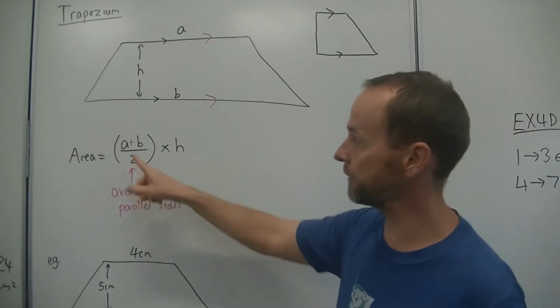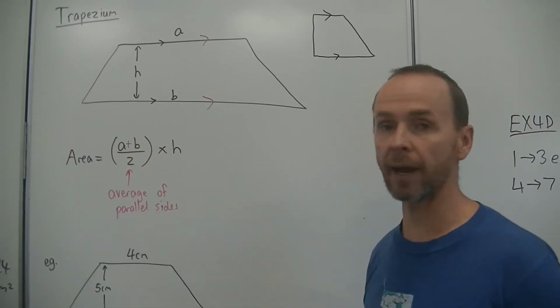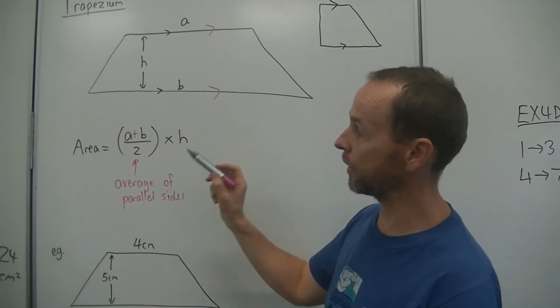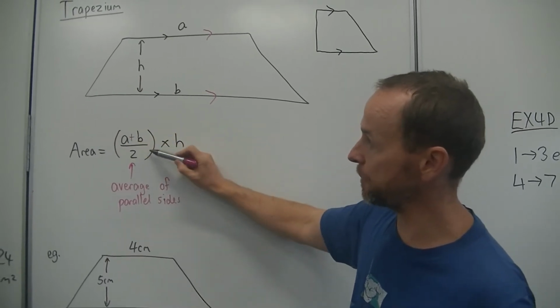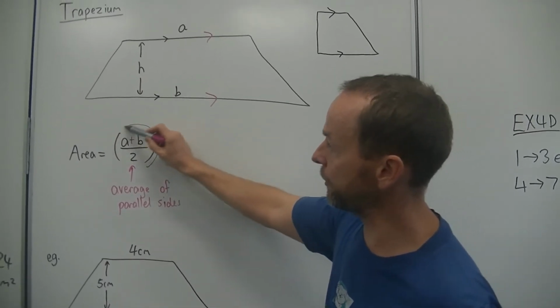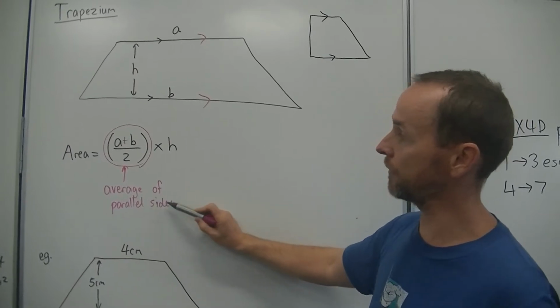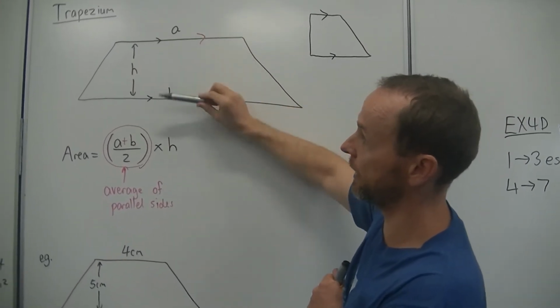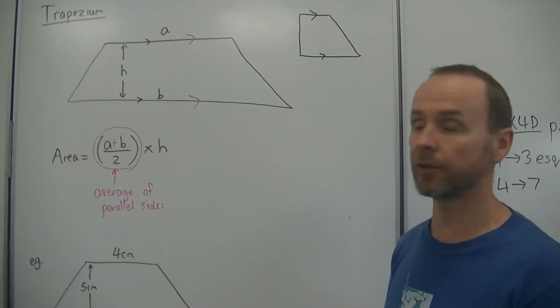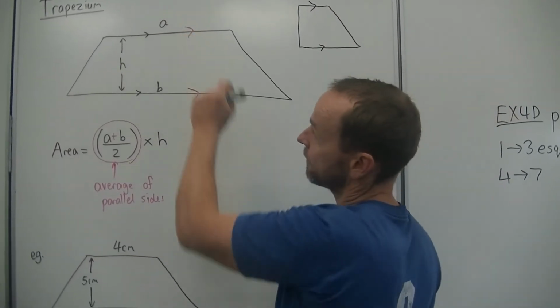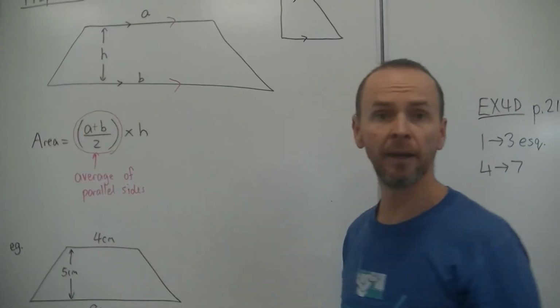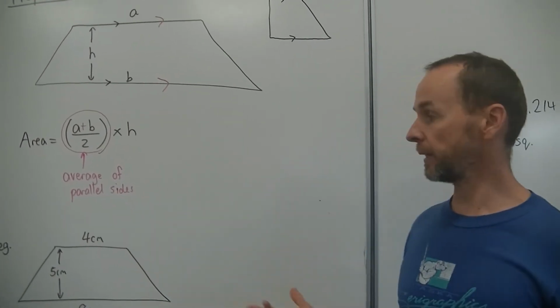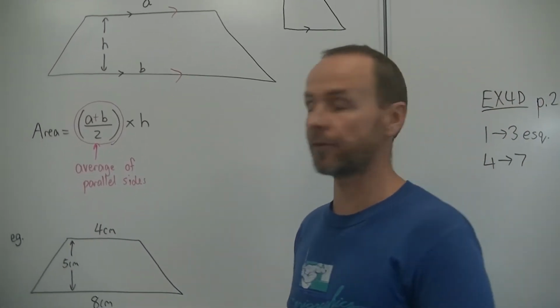Some people love formulas, they just substitute that in and work it out, that's great. But the easier way to do it, and the way that I do it, is you notice A plus B divided by 2. This whole thing here is the average of the two parallel sides. You add these two sides together and divide it by 2. That's the average of those sides. So all you do is work out the average of the sides and times it by the height. It makes it much easier. If you do that in a test, I will not take any marks off, that is fine.